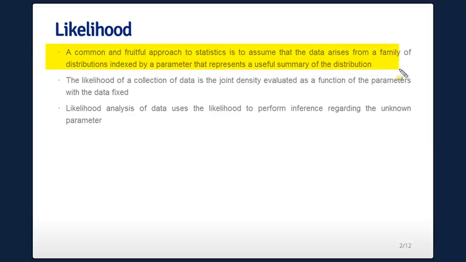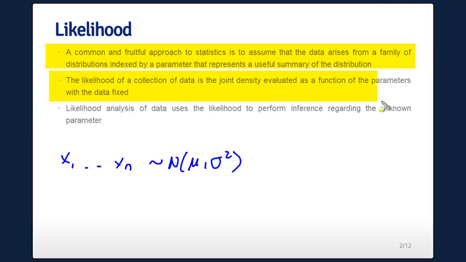So a common and fruitful approach to statistics is to assume that the data arises from a family of distributions indexed by a parameter that represents a useful summary of the data. So for example, we might assume that our data x1 to xn arise from a normal distribution indexed by two parameters, right? The mean and the variance. So that's an example of doing that. So the likelihood, which we foreshadowed a little bit in other lectures, is the joint density of the data evaluated as a function of the parameters with the data fixed. And so we'll go through an example.